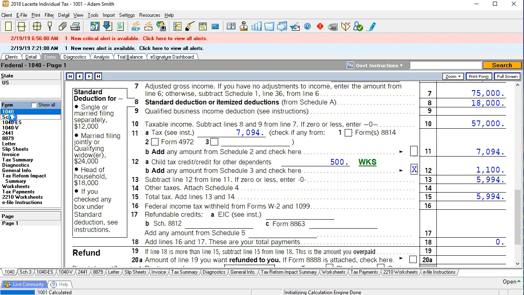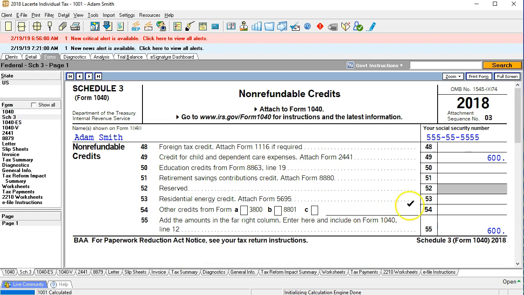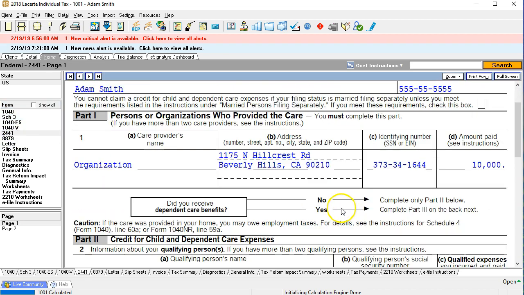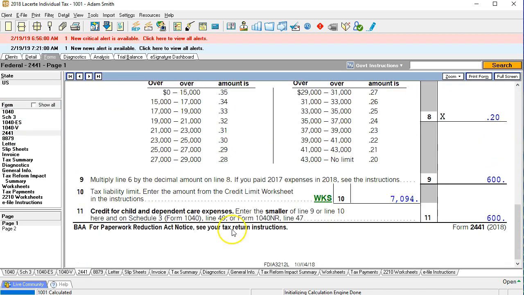So if we go to the Schedule 3, there's the 600, and if we go back to our form 2441, here's our calculation for it.